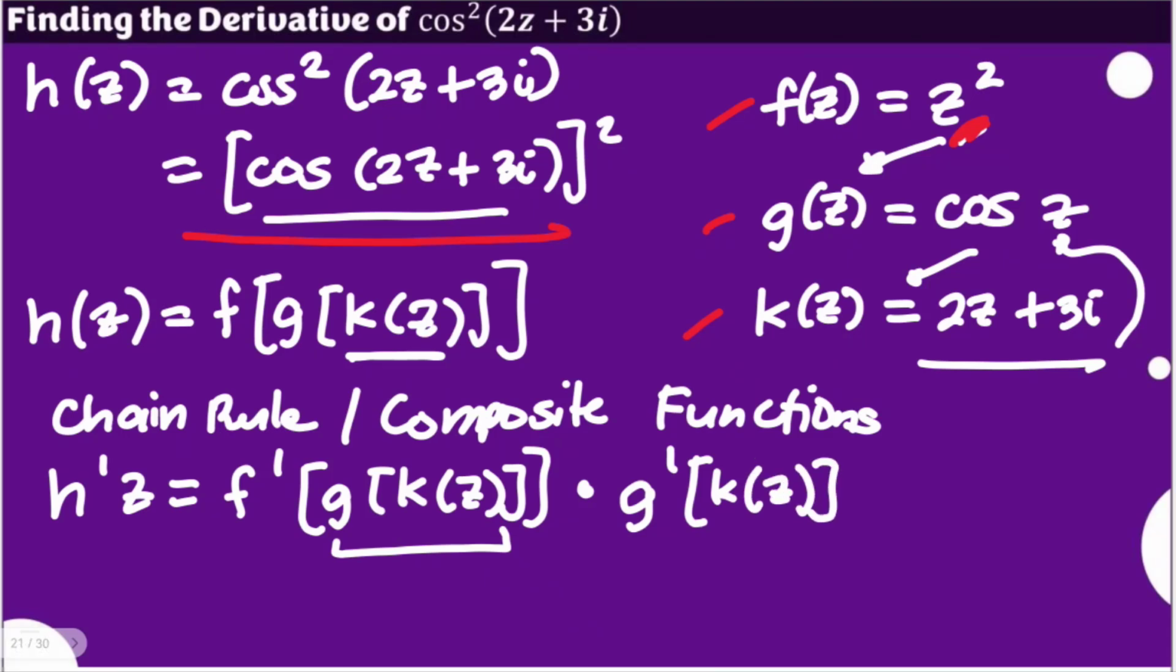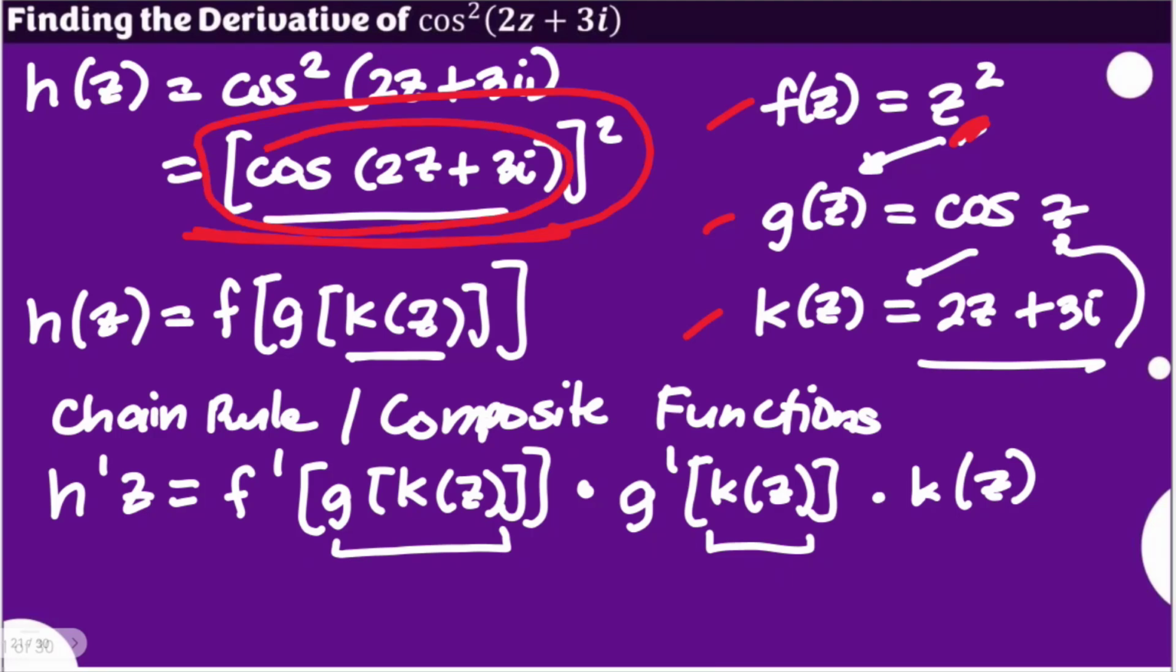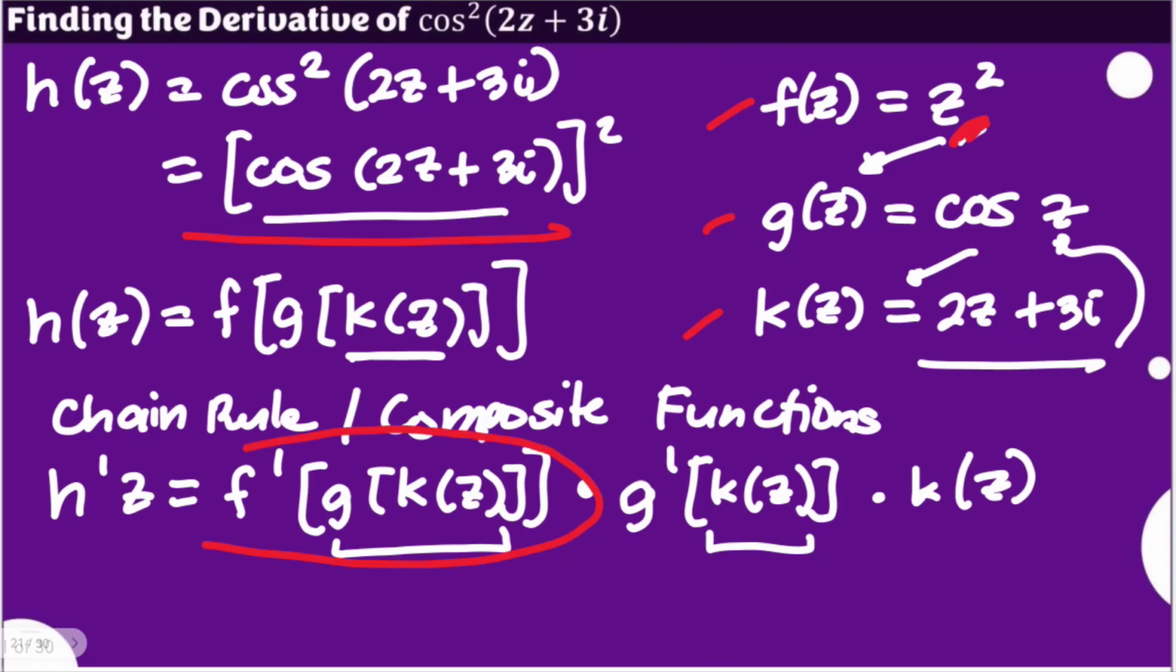But take note, at this point, your k of z is also another function. So we're going to multiply this again by the derivative of our last or innermost function. It's called a chain rule because it would look like this. Look at the given function here. We're going to treat everything as 1, then the inside, and then this one. It doesn't look like a chain, but basically, this is how it is done. So basically, it looks like a chain in doodle form.